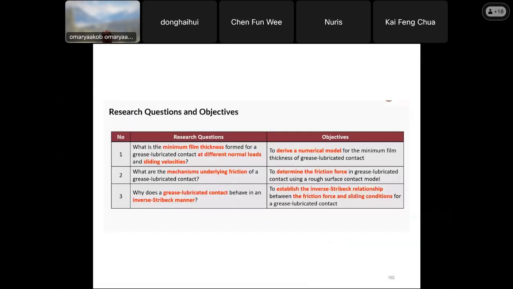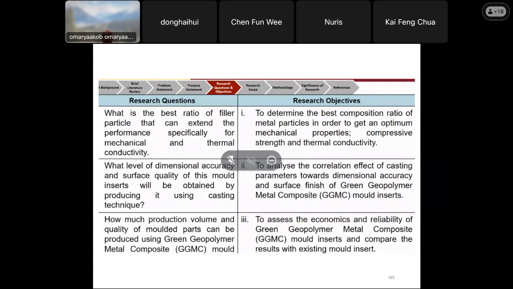Here again, an example. What is the minimum film thickness form for a grease lubricated contact at different normal loads to derive the numerical model? What is the mechanism underlying friction to determine friction force? And what does grease lubricated to establish inverse relationship? What is the best ratio of filler particle to determine the best composition ratio? What level of dimensional accuracy to analyze the correlation effect? How much production volume, etc. So you see the keywords appear in both sides.